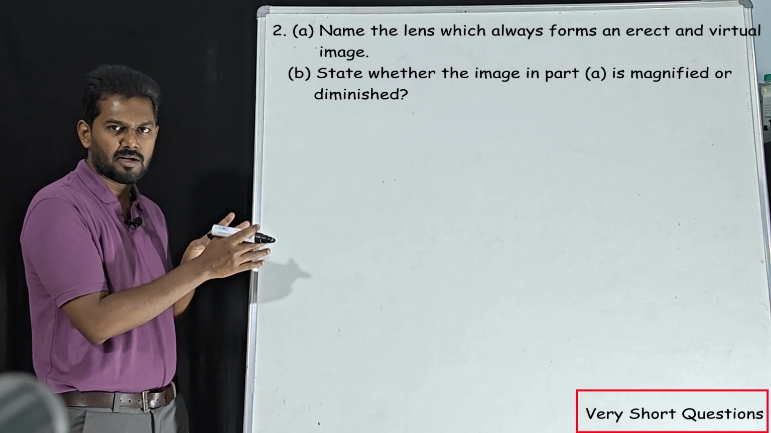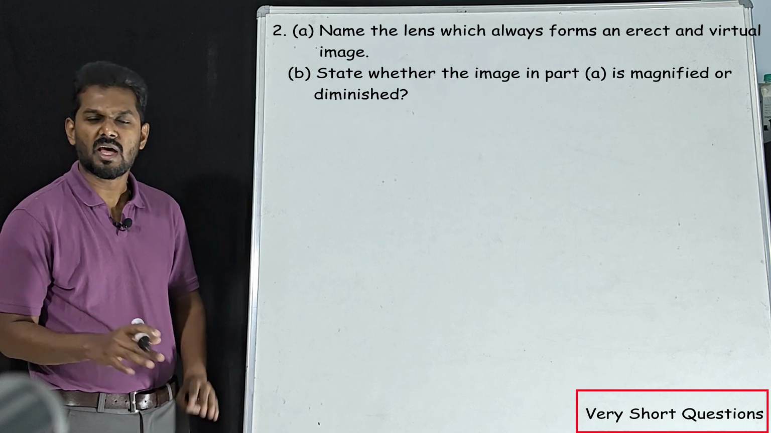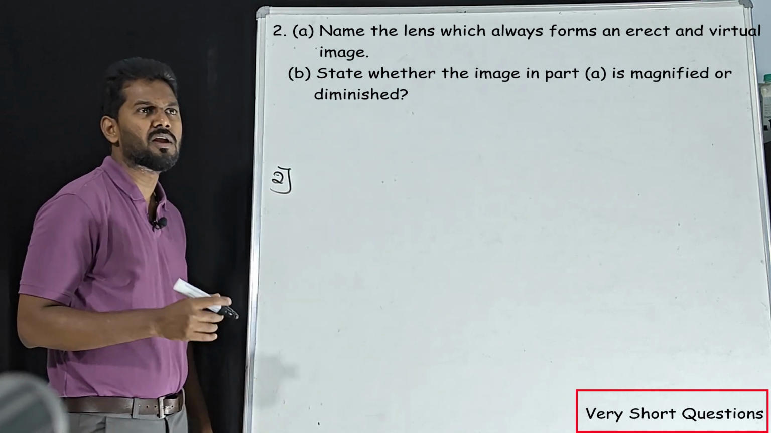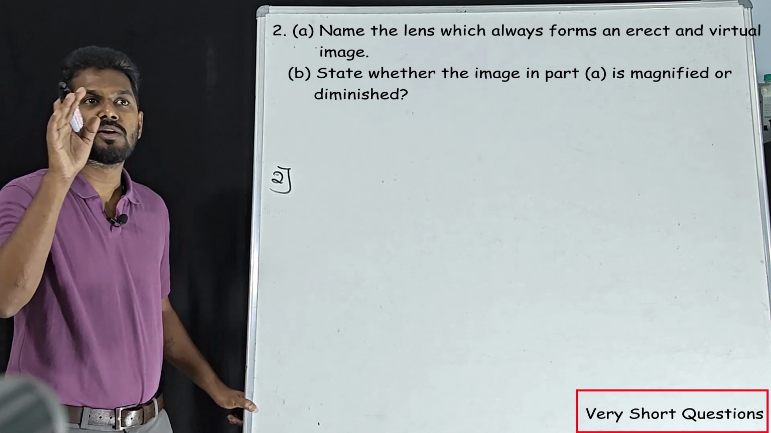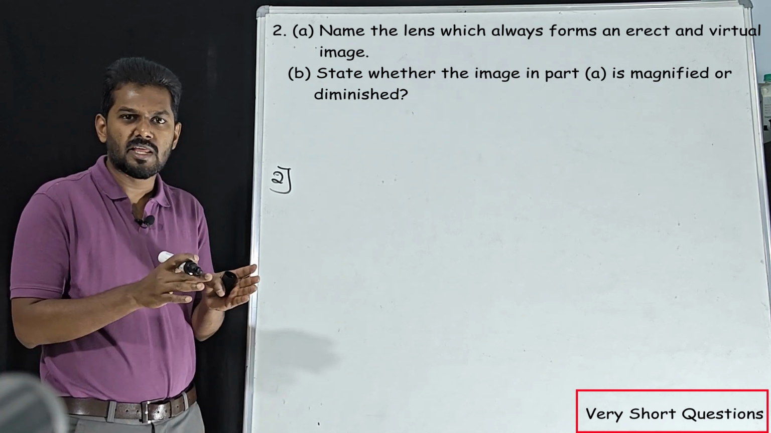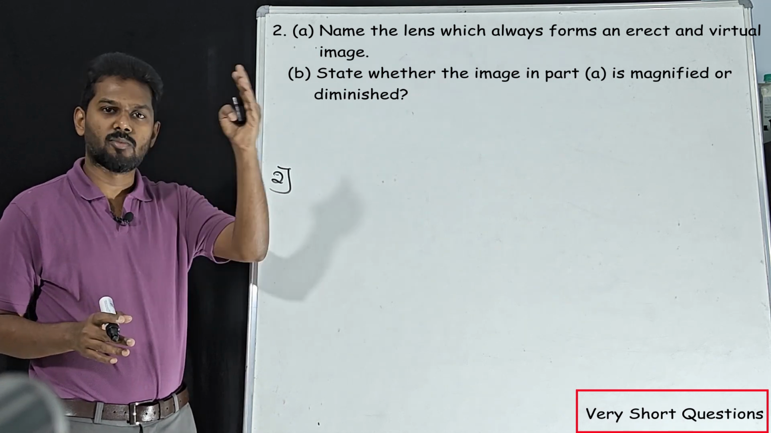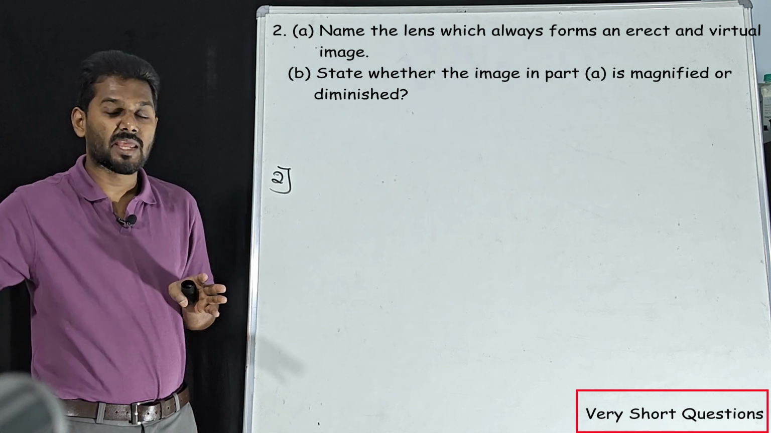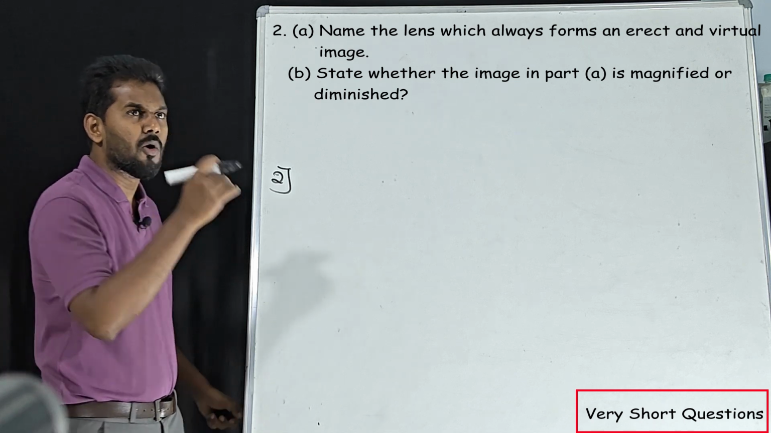Whatever the basics we have learnt before the first question, if you have understood that, then these kinds of questions are very simple. See, question 2 here, name the lens which always forms an erect and virtual image. In convex lens, virtual and erect, real and inverted, both kinds of images are possible. But when it comes to concave lens, it is always virtual and erect. So what is the answer?